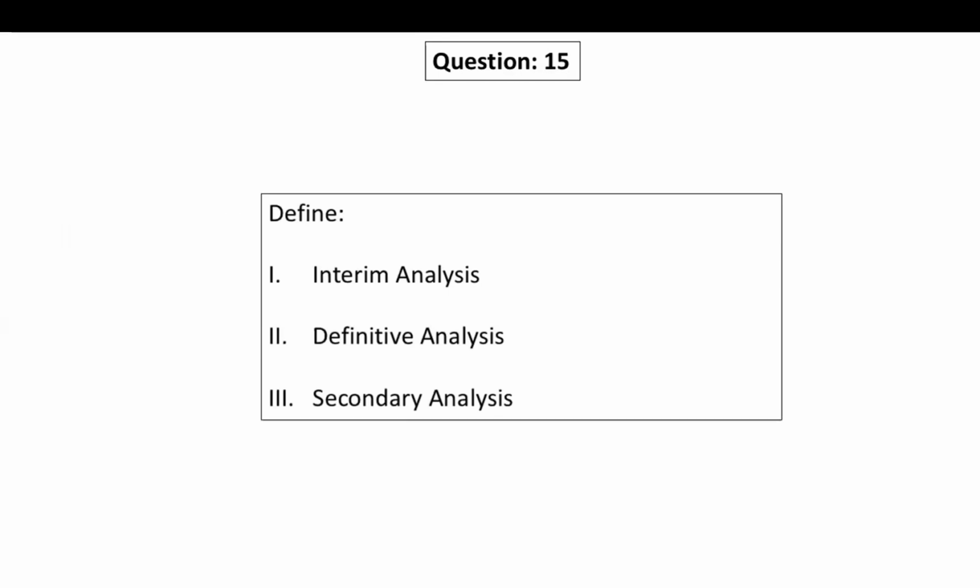So define interim analysis. Interim analysis is the analysis done before the trial is completed, at a specific point in time. So when we are going ahead with a trial, if we do an analysis at a pre-specified time point, prior to completion of the trial, it is called interim analysis. It is pre-specified prior to starting the trial.